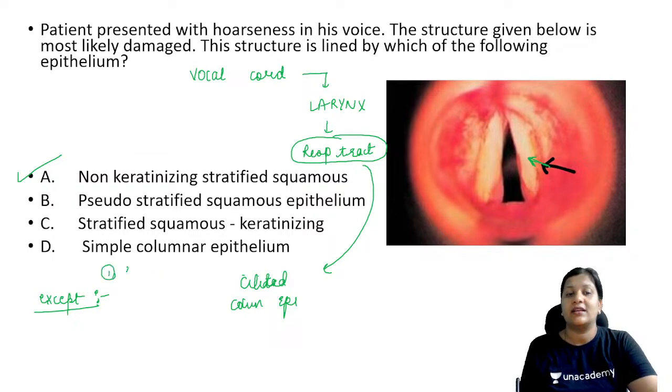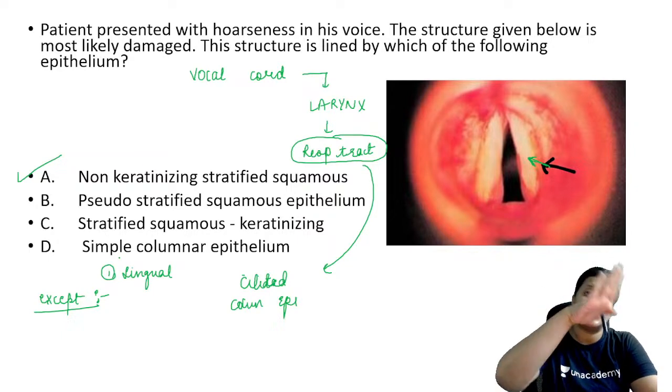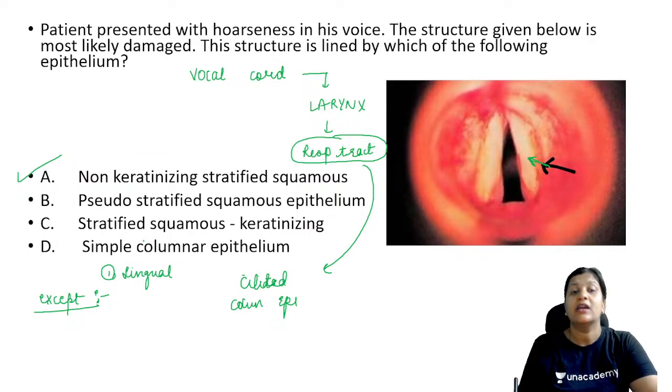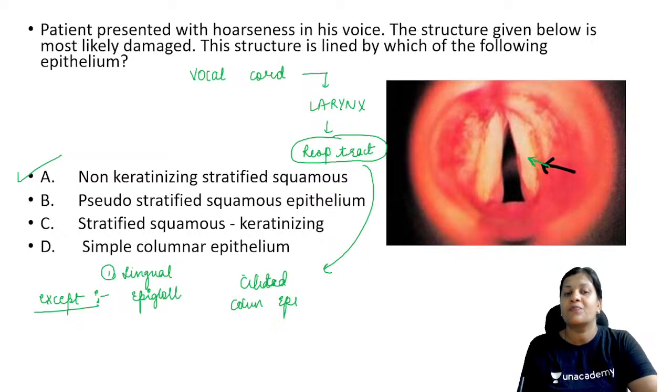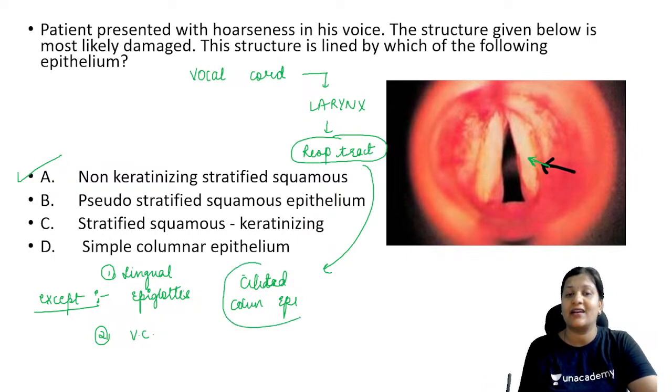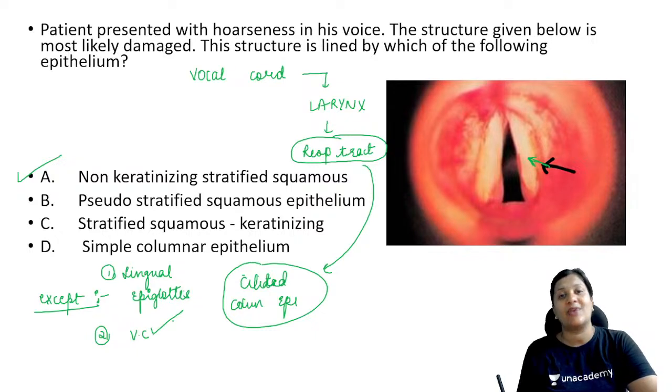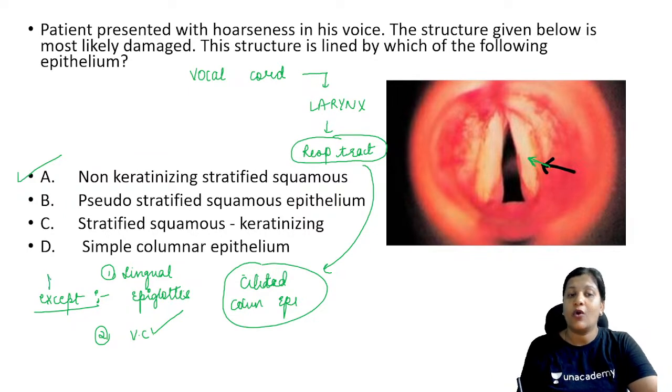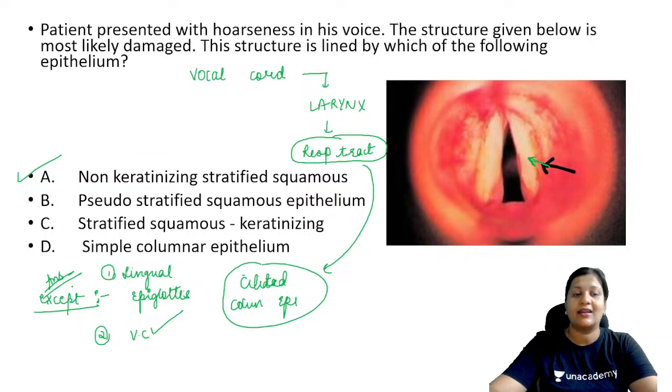The first one is the lingual surface of the epiglottis. The epiglottis has two surfaces, the one facing the base of the tongue and the one facing the larynx. The one facing the base of the tongue is called the lingual surface of the epiglottis. The second part is your vocal cord. The vocal cord is another area which is not lined by pseudostratified ciliated columnar epithelium. It is lined by non-keratinizing stratified squamous epithelium. So the take home point is to remember the exceptions of what are not lined by columnar epithelium in your respiratory tract. Okay, so that completes the question.